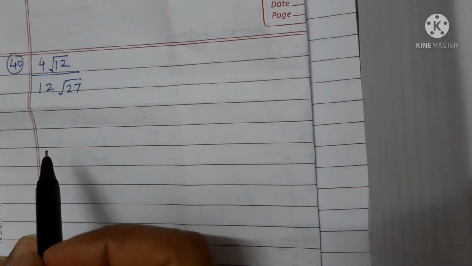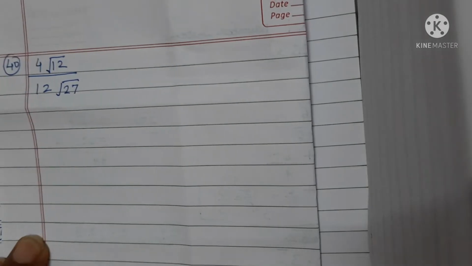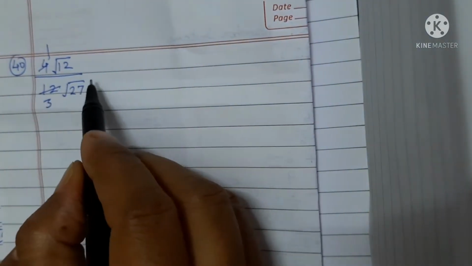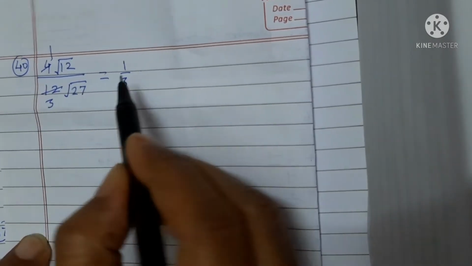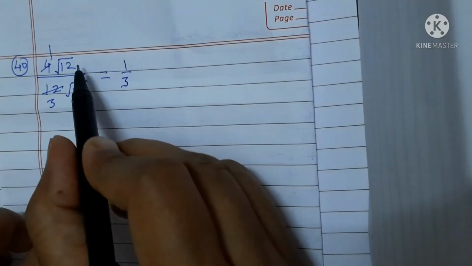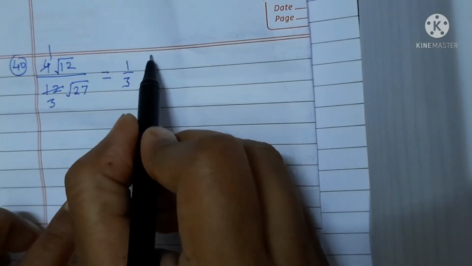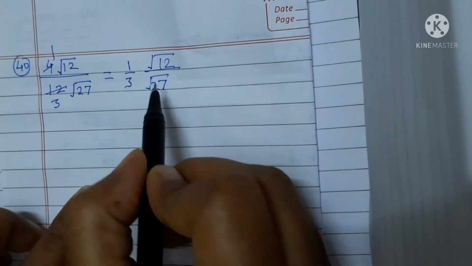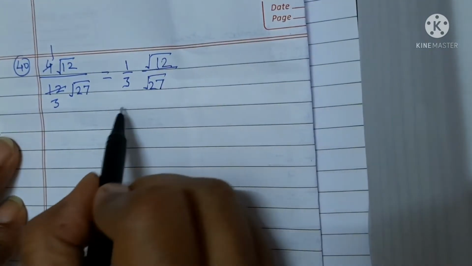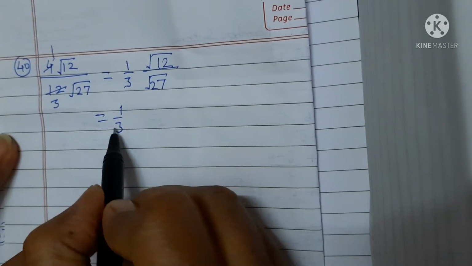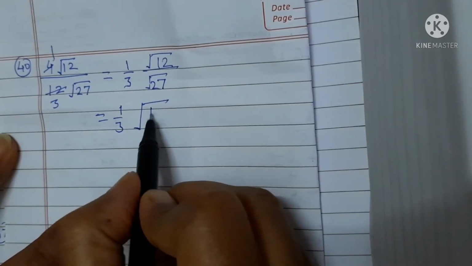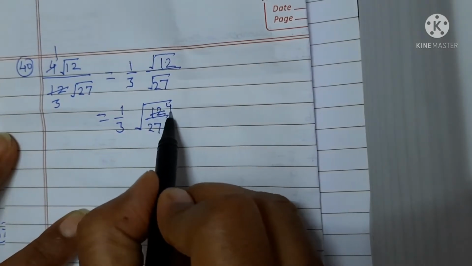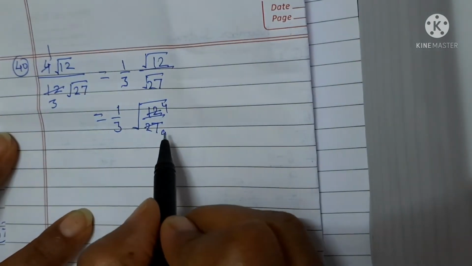The value of 4√12 upon 12√27 is, question number 40. Now solve it. 4 ones are 4, 4 threes are 12. You can write it as 1 upon 3 and √12 upon √27. You can write it as 1 upon 3 into √(12 upon 27). Cut it. 3 fours are 12, 3 nines are 27.